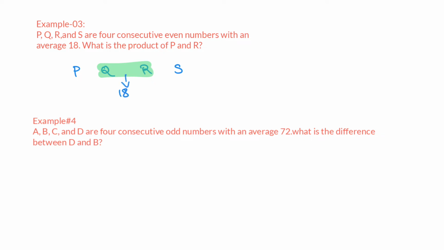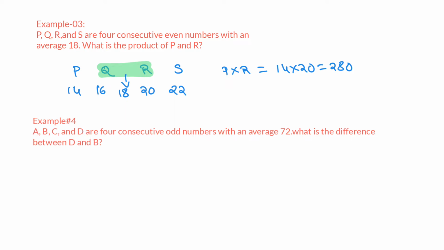So the possible values of Q and R which are giving its average 18 are 16 and 20. Because Q and R must be even numbers and the two possible even numbers which are giving an average 18 would be 16 and 20. So the remaining two numbers P and S would be 14 and 22 respectively. Here we need the product of P and R which is equal to 14 times 20. That value is 280.